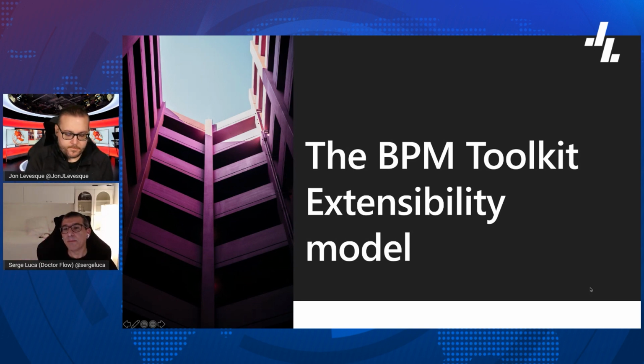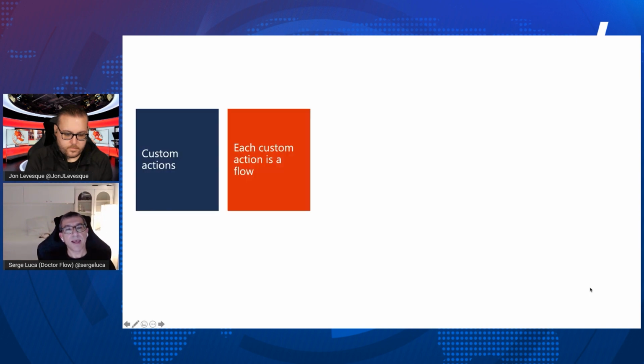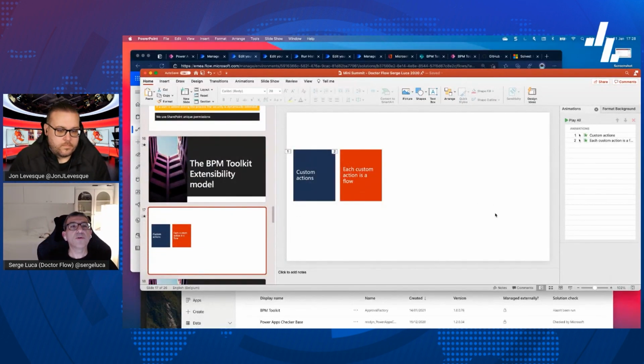So the BPM Toolkit model is open. The idea is you can create your own custom action. And each custom action is a flow. You remember in the previous video, John, I showed you how the workflow can generate documents or call the robot, right? Let's take a look at that. How does that work?